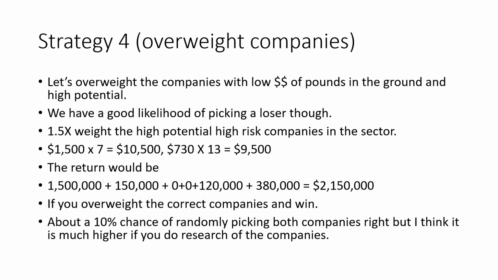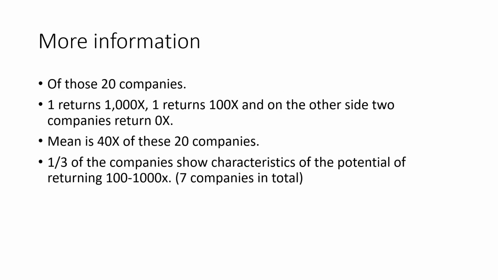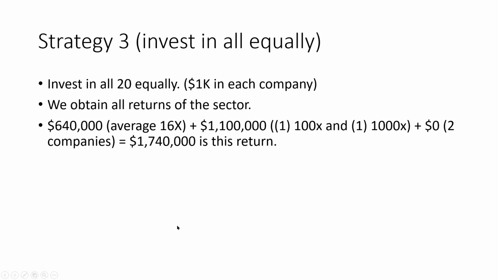Strategy 4 is we overweight some of the companies. So let's overweight the companies with low dollars per pound in the ground and high potential. We have a good likelihood of picking a loser, though. We do. So we 1.5 times weight the high potential, high risk companies in that sector. So I take $1,500. We overweighted them just a little bit, 7 of them, because remember, in the original one, 7 companies in total are the ones that could possess the 100 to 1,000 baggers.